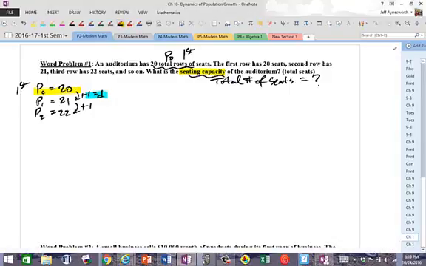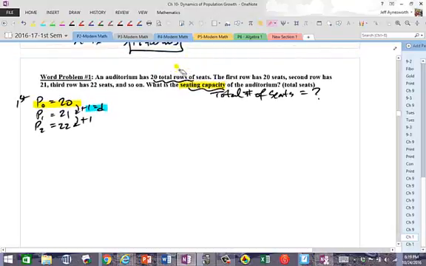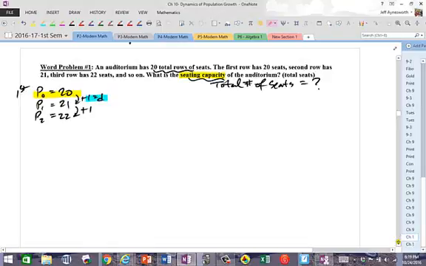The question is, what's the sum of all the seats in the 20 rows? Oh, I labeled this wrong back here. I'm sorry. This is what happens after too many math problems. You need a break, and I haven't taken a break yet. So let me finish strong here.